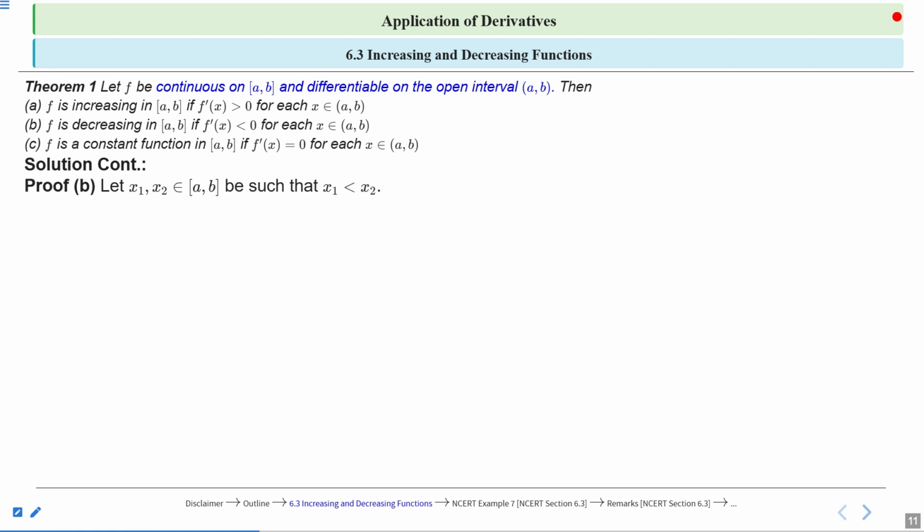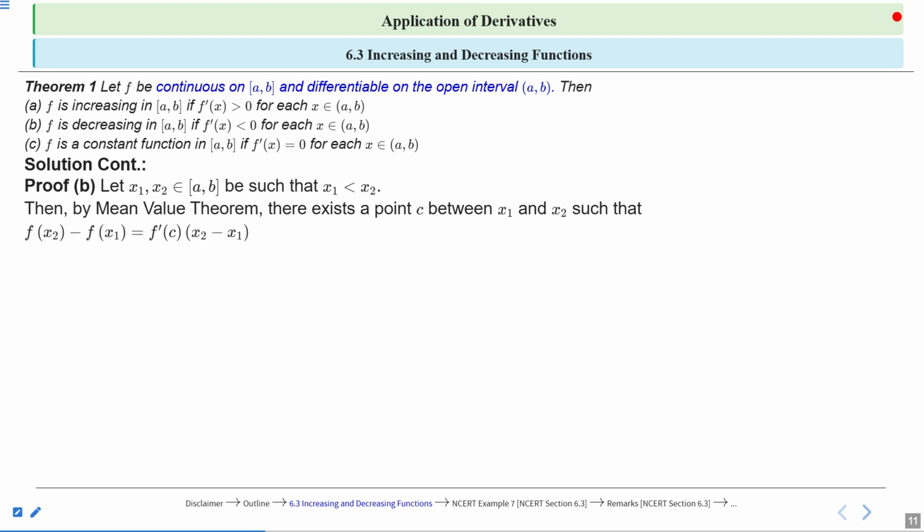Next is the proof of part B, which is f is decreasing in (a, b) if f'(x) is less than 0 for each x belongs to (a, b). Now let x1, x2 belong to (a, b) such that x1 is less than x2. Then by the mean value theorem, there exists a point c between x1 and x2 such that f(x2) minus f(x1) is equal to f'(c) into (x2 minus x1). That is f(x2) minus f(x1) is less than 0, as it is given that f'(c) is less than 0. That is f(x2) is less than f(x1), okay?